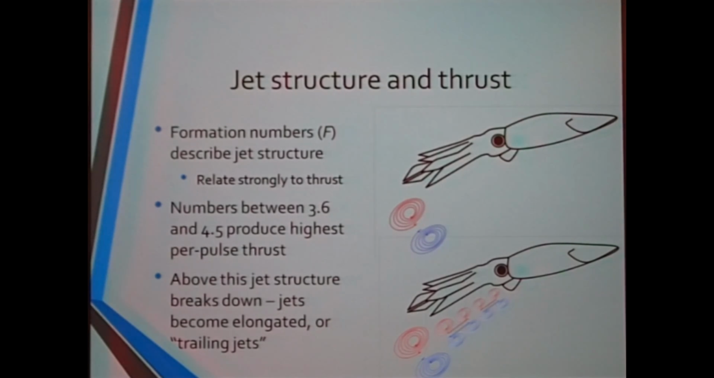We use formation numbers to describe jet structure. These describe the relationship between jet length and diameter, and previous work with mechanically generated jets has shown that between 3.6 and 4.5, this produces the highest per pulse thrust. This is considered the optimal range for producing a jet. Above this, the jet structure begins to break down, and the lower image shows a more elongated jet. This occurs when a lot of energy is put into a jet in a short amount of time, such as if an animal is trying to escape. But this is less efficient than producing one isolated jet.